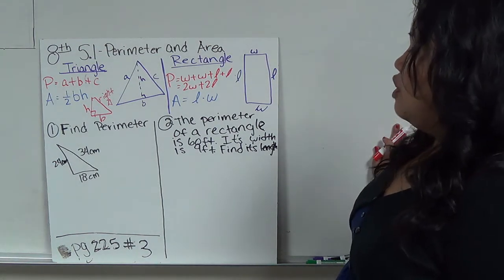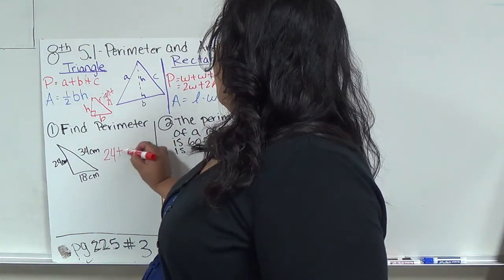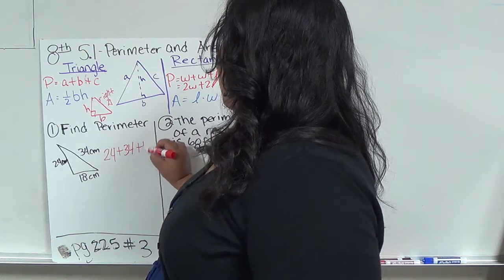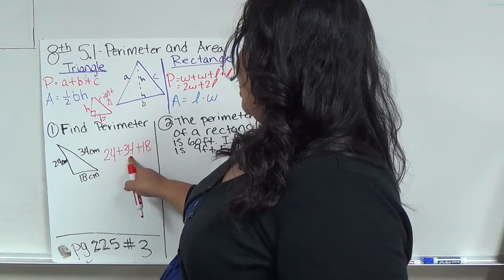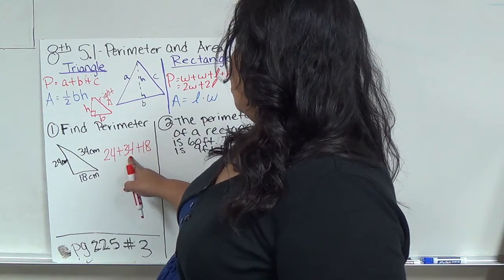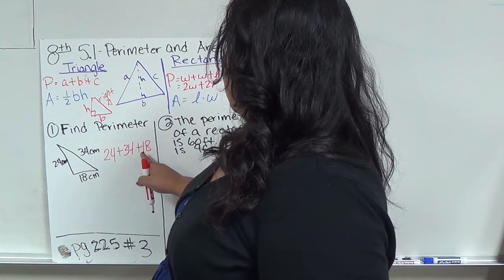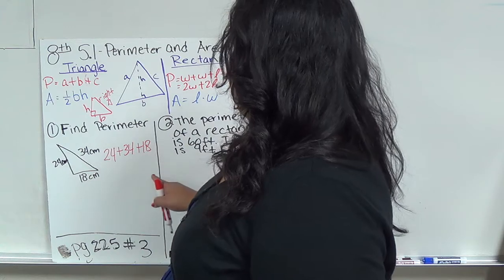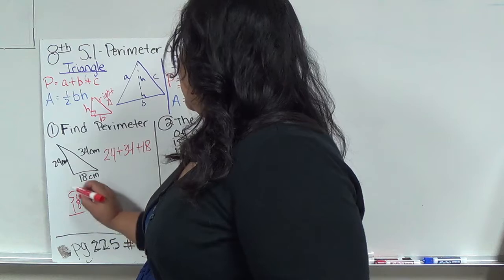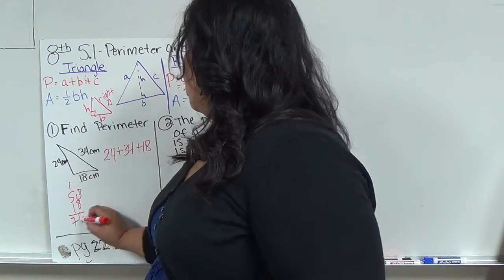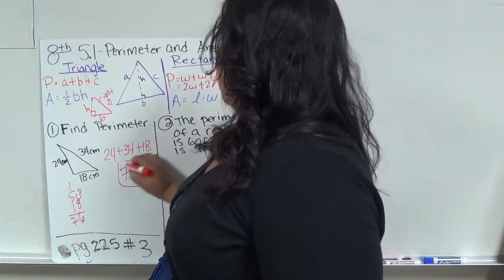So number 1, it wants us to find the perimeter. So from here, I'm going to do 24 plus 34 plus 18. Okay, 24 plus 34 is 58. This one doesn't have a calculator, so 58 plus 18, 76. So this would be 76 centimeters.